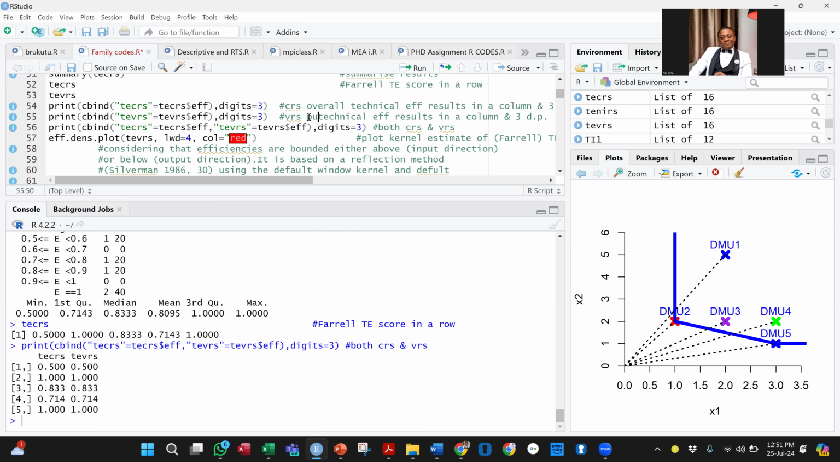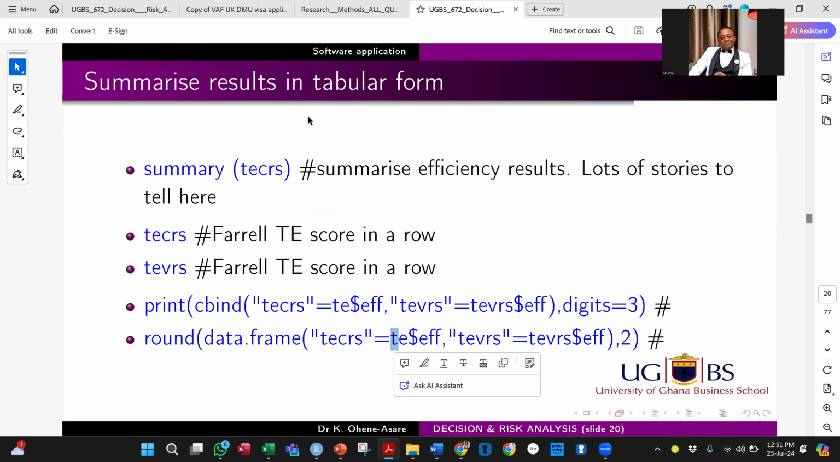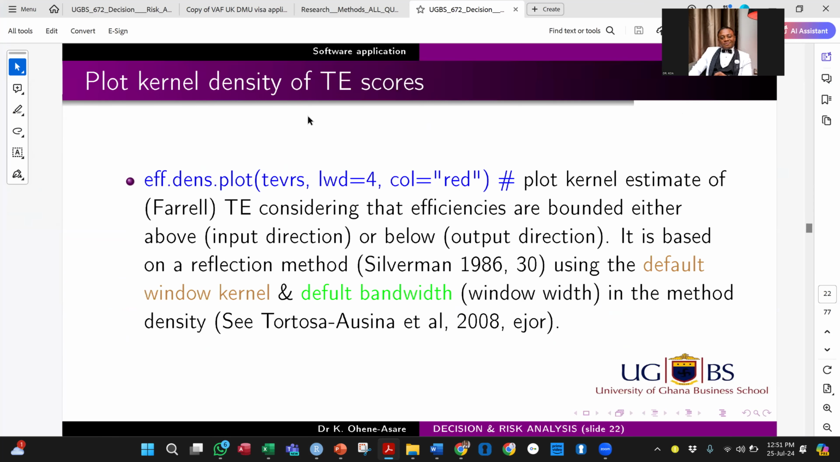So remember that pure technical efficiency is only attributable to management performance. Now that you've gotten your efficiency results, you can generate the density, the distribution of the efficiency. And when you look at the slides, you will see it. So this is a distribution of efficiency. You use this to show the distribution. You're going to do it for the VRS. In fact, you can do it for both VRS and CRS and then check the result.